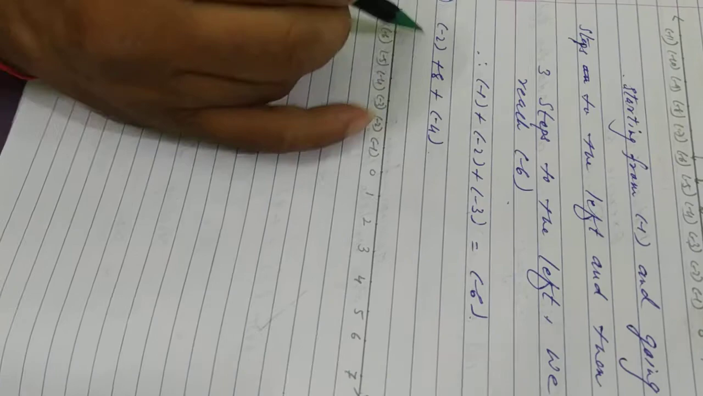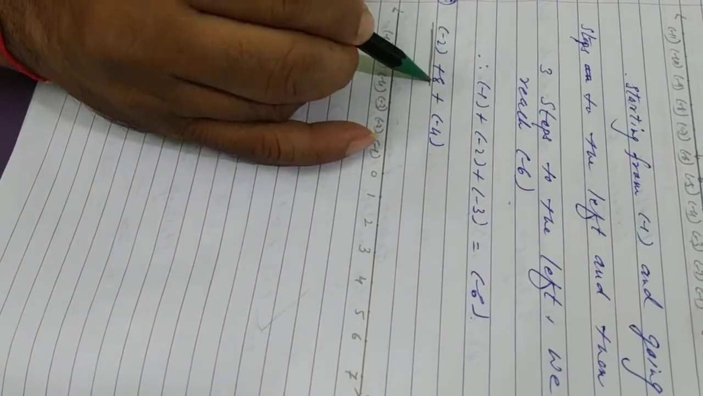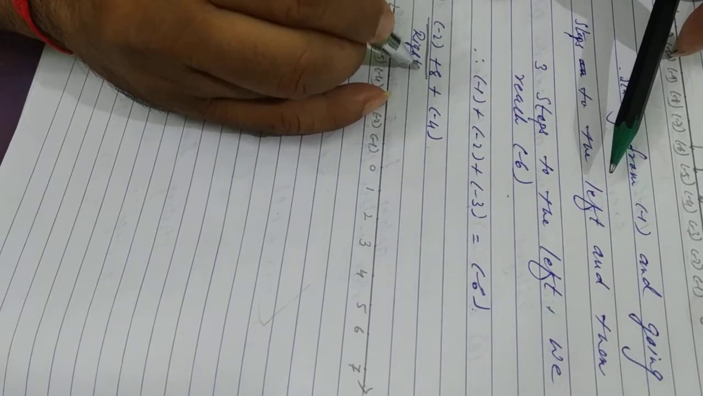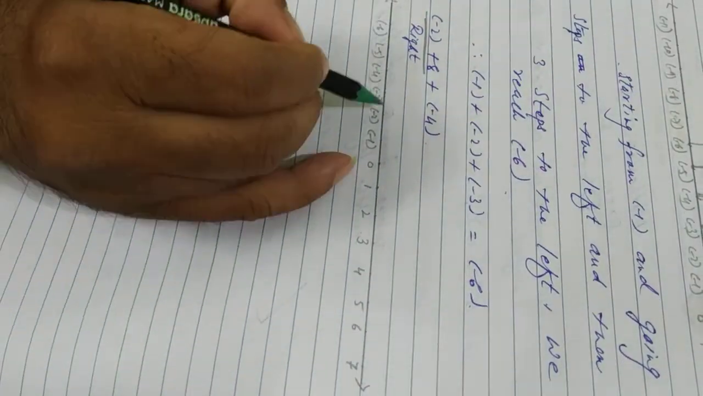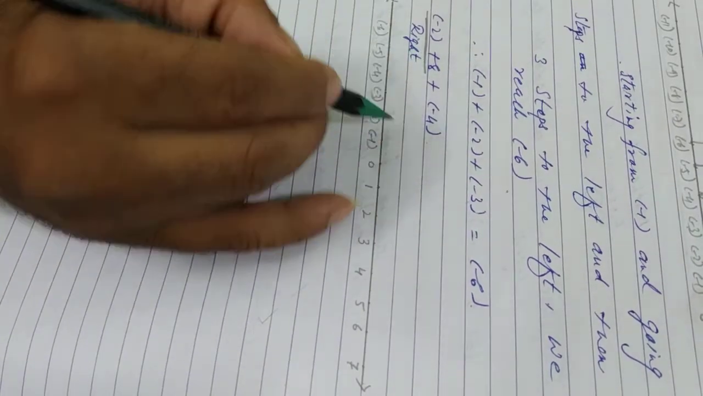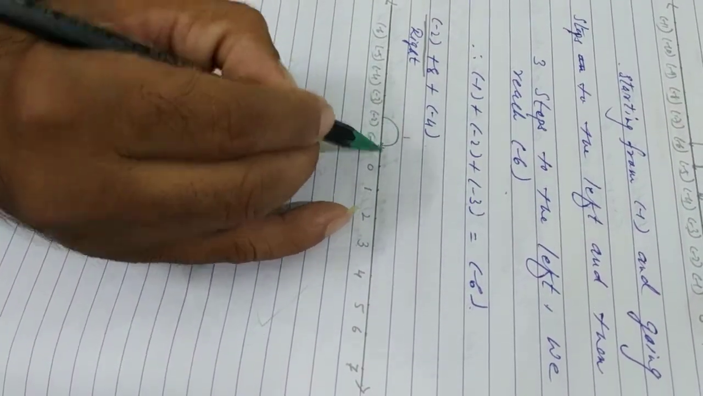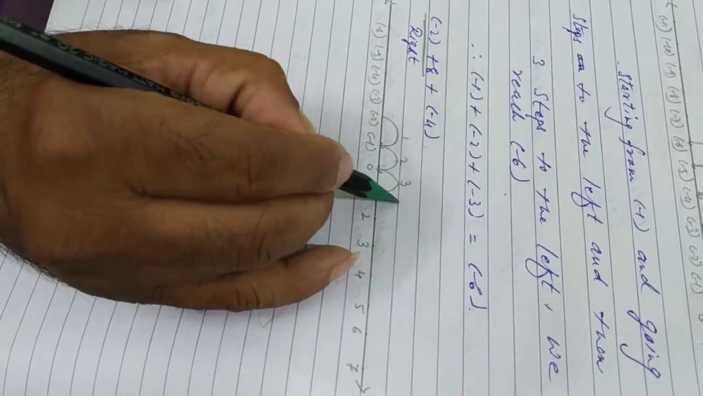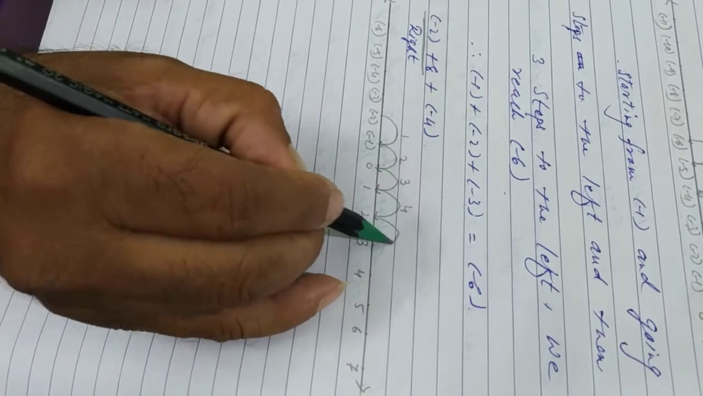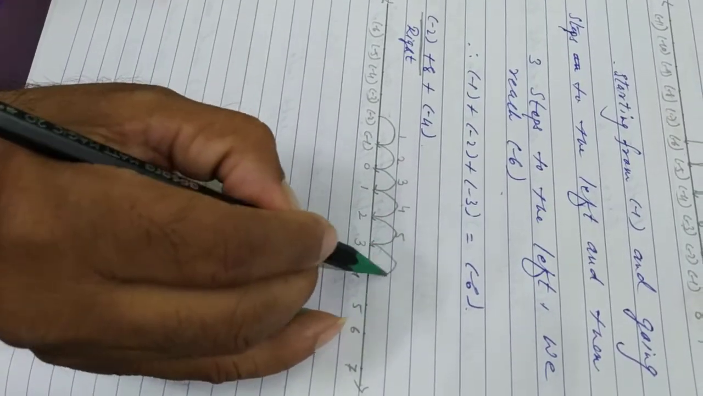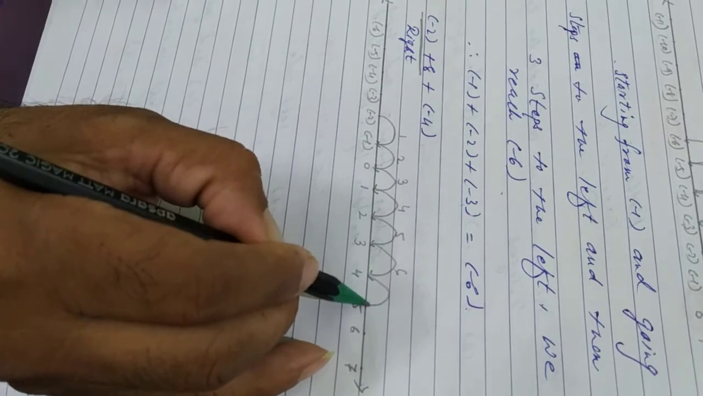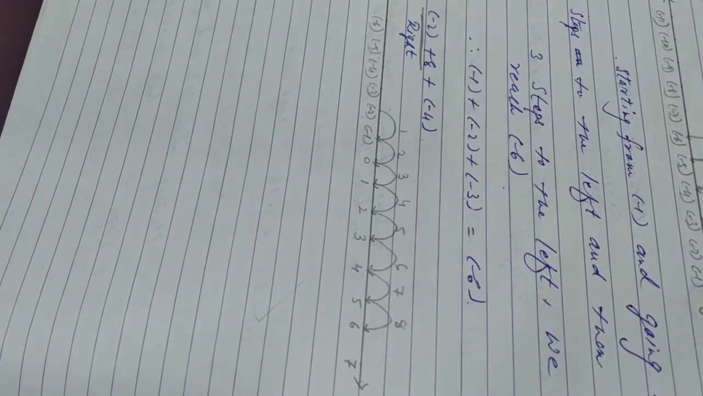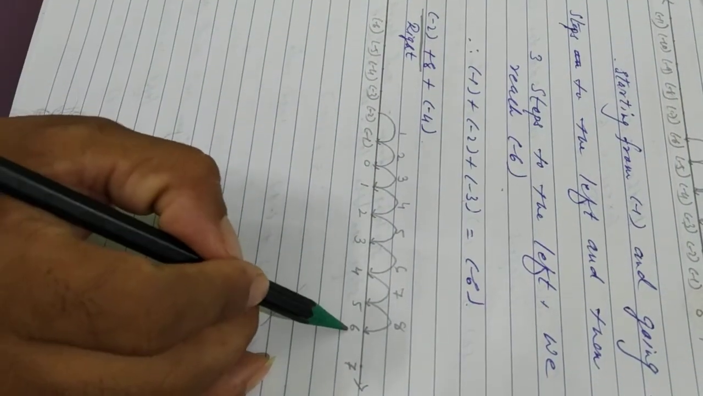See here, minus 2 plus 8. So on which side do we have to move? Plus, so right side. Which side? Right side, right? So minus 2, and how many units? 8 units. 1, 2, 3, 4, 5, 6, 7 and 8 units. So what did we get over here? Plus 6.